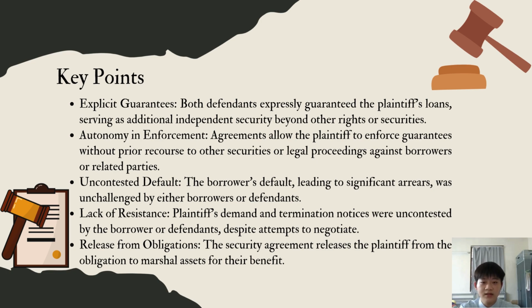The third one is about the uncontested default. The borrower's default, leading to significant arrears, was unchallenged by either the borrowers or defendants. The fourth is about the lack of resistance. The plaintiff's demand and termination notice were uncontested by the borrower or defendants, despite attempts to negotiate. The last one is about the release from obligations. The security agreement released the plaintiff from the obligation to marshal assets for their benefit.